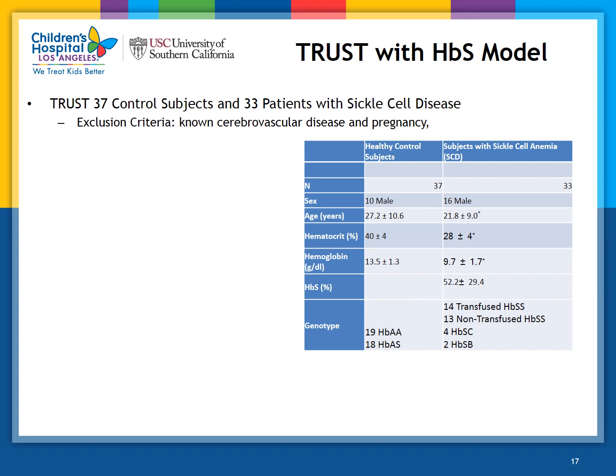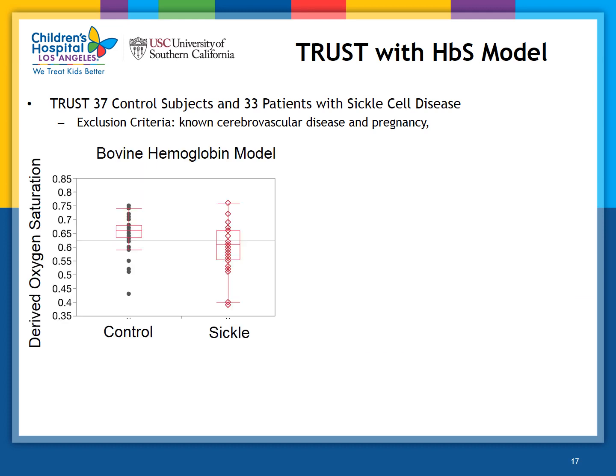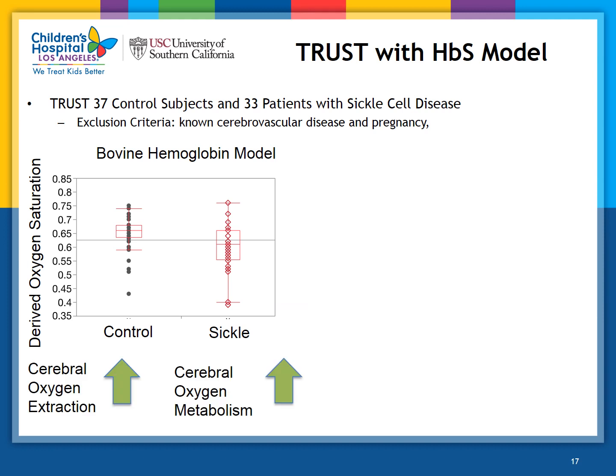To complete the study, we then made TRUST and phase contrast measurements in control subjects and subjects with sickle cell disease, allowing us to assess global cerebral oxygenation and metabolism. To the right is some of the demographic information of patients enrolled in this study. As expected, we found that if we use a bovine model, sickle cell disease subjects demonstrated similar venous saturation values compared to controls, which resulted in higher cerebral oxygen extraction values and cerebral oxygen metabolism.